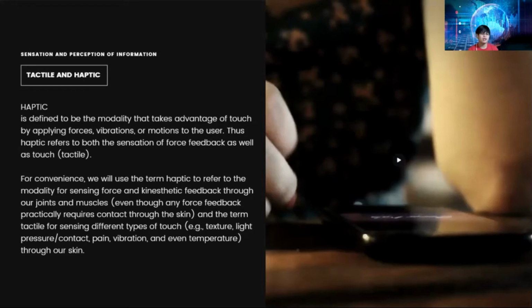So for convenience, we will use the term haptic to refer to the modality of sensing force and kinesthetic feedback through our joints and muscles, even though any force feedback practically requires contact through the skin, and the term tactile for sensing different types of touch, for example texture, light pressure, contact, pain, vibration, and even temperature through our skin. Now, touch your smartphone. That involves tactile and haptic.